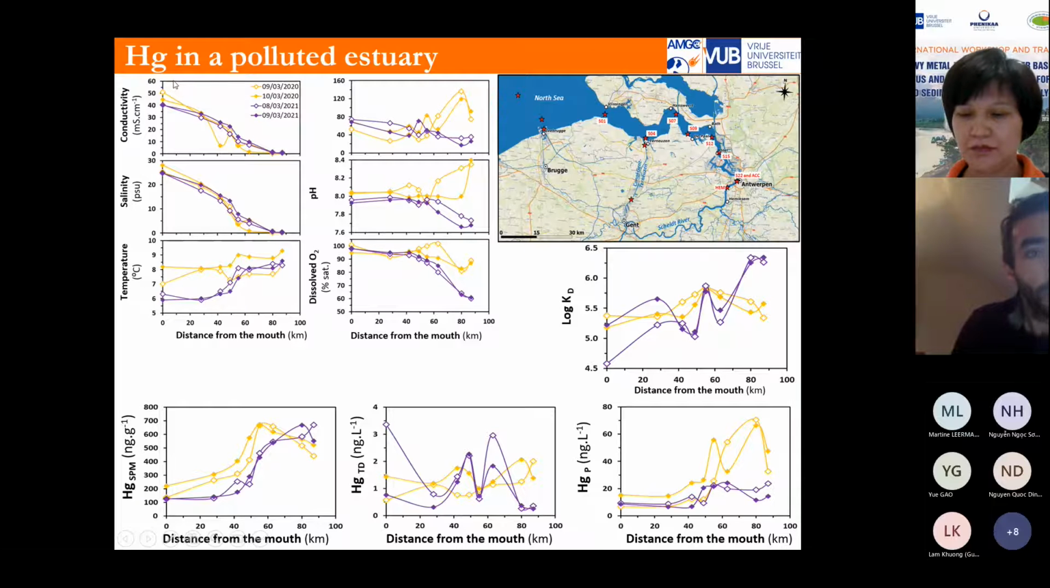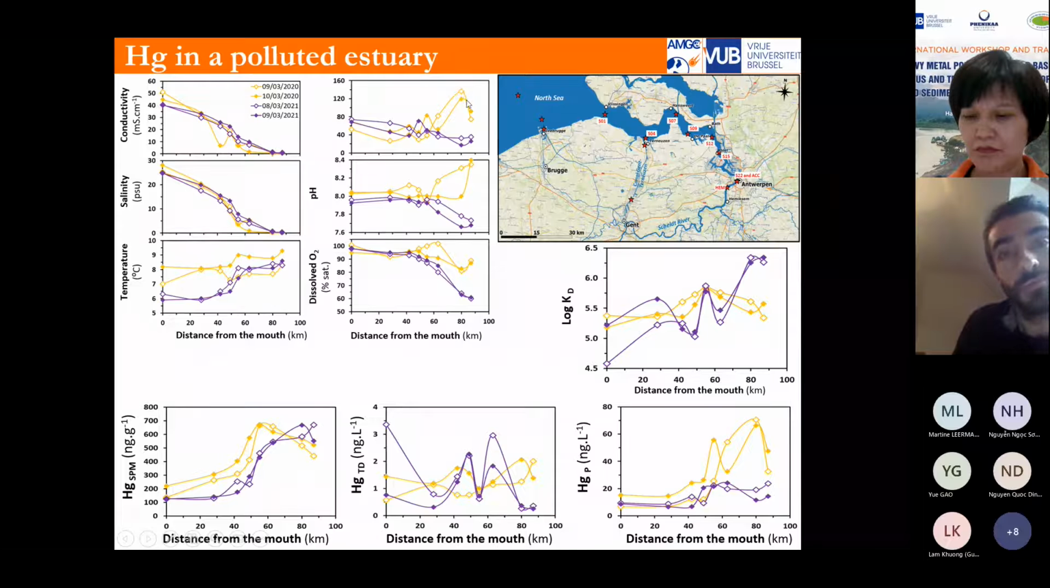And you can see that both years and both days, conductivity and salinity are very reproducible, but some other parameters are quite different, such as temperature. Here you don't have the unit. It's actually the suspended particulate matter. And you see a big difference between 2020, where you have a high load of suspended matter, which is higher upstream and lower downstream, and it was not the case in 2021.